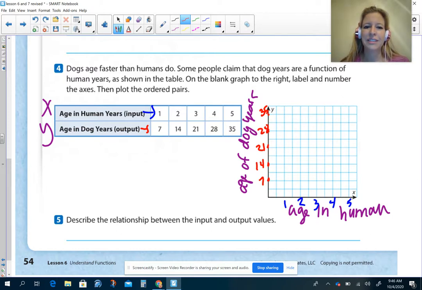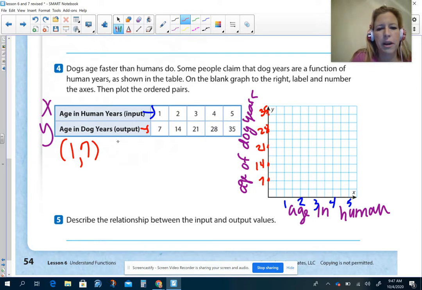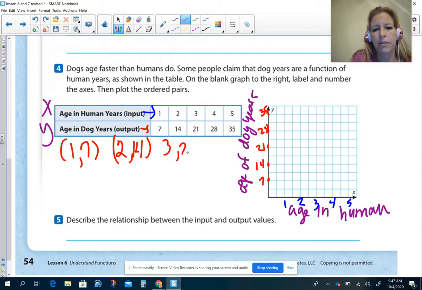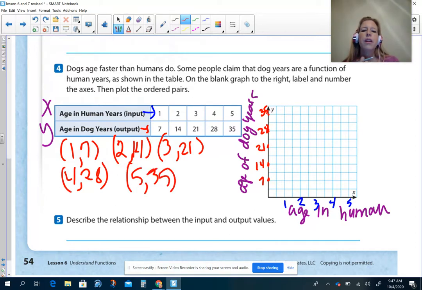Okay. Let's see how you did. So if you look at this table, okay, and we have our X on top and our Y, I want you to be able to recognize my ordered pairs. So here's an ordered pair. Here's an ordered pair. Here's an ordered pair. Okay, I want you to be able to see your ordered pairs. They're in the table. They are right there for you. And this is how I see them as well.